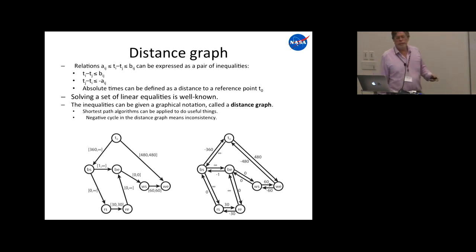By the way, what does infinity mean? What would you think infinity means if you express the constraint? I forgot to ask that question earlier. You don't care about the upper bound. If you want to say it can happen any time after 5, you're literally saying there's no upper bound. Okay. So anyway, everybody can see how this is translated into this through a direct application of this translation. Okay? That's called a distance graph.